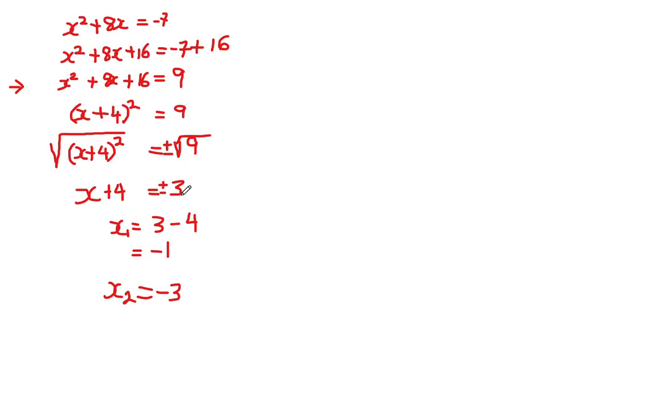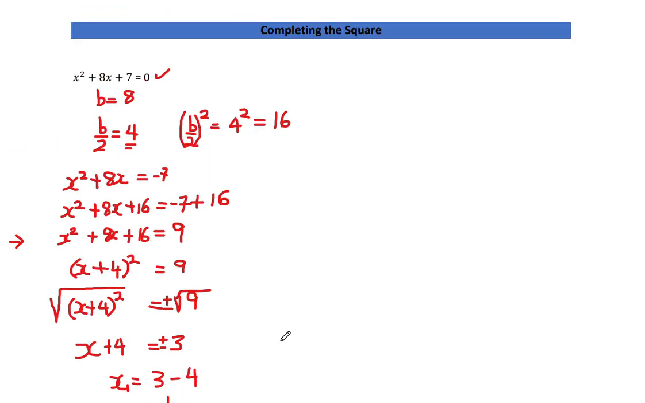And another solution, which I will call x2, uses negative 3, because there are 2 possible values here, a plus 3 or a minus 3. So the other solution is minus 3 minus 4, the same process, where we subtract 4 from both sides of the equation. So x2 works out to be negative 7. So the solutions to this quadratic equation using the method of completing the square are x equals negative 1 and x equals negative 7. So that's how we apply the method of completing the square.